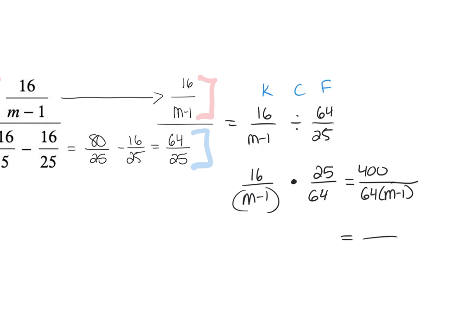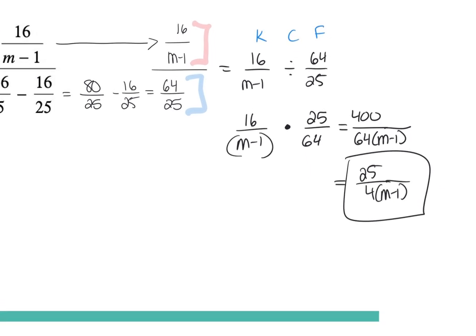So what did you say it was? Sorry. 25 over 4. And then we still have our m minus 1. Our restriction. What's our restriction? This time we have m as our variable, not x. So m can't be. Look at your denominators. M minus 1 is in a denominator. So it cannot be 1. Good.